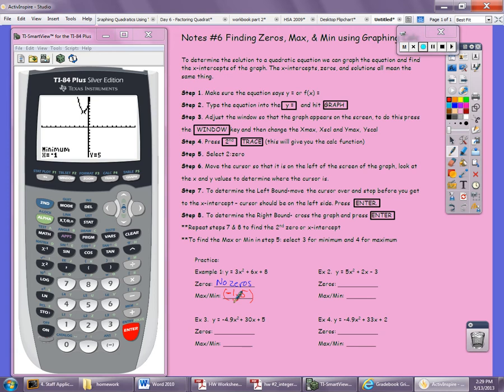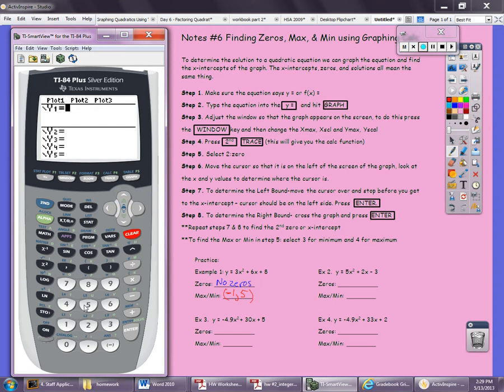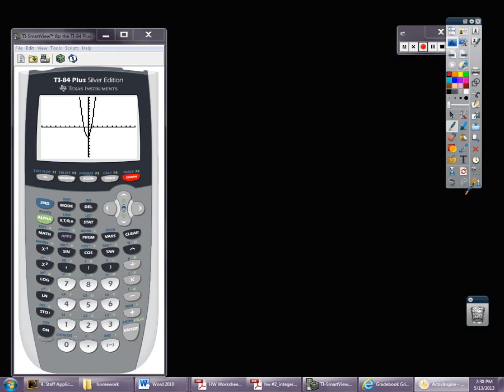If we look at example 2, it says y equals 5x squared plus 2x minus 3. So it's already in the form y equals, so we type 5x squared plus 2x minus 3. So we can graph this. Now, once again, we have our graph here. So if we look at it, we can see the vertex is right here, and we can also see that we have two zeros. We have two x-intercepts, so we can calculate all this.